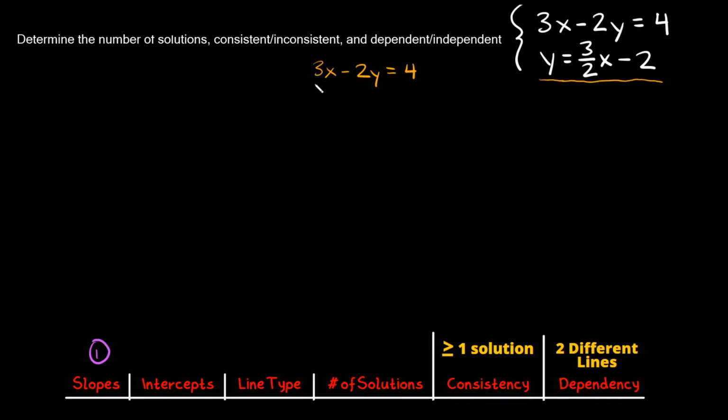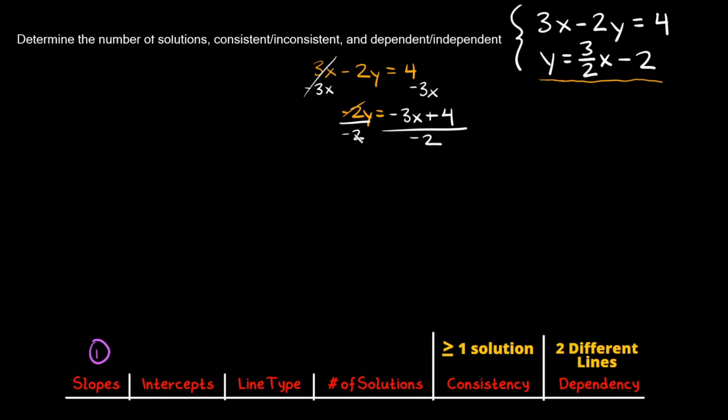So first thing I'm going to do is get rid of this 3x by subtracting 3x, and what you do to one side, you do to the other, right? So then these 3x's cancel out, and we're left with negative 2y is equal to 4 minus 3x, or again, I can reverse those as negative 3x plus 4, okay? So then in order to solve for y right here, I need to get rid of this negative 2. So we're going to divide by negative 2. And what you do to one side, you do to the other, right?